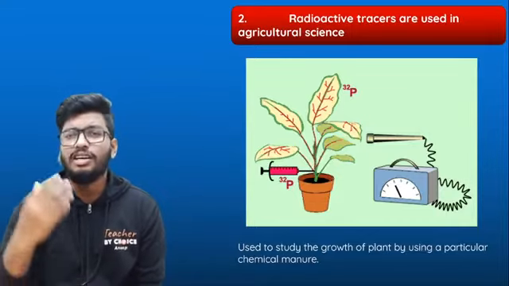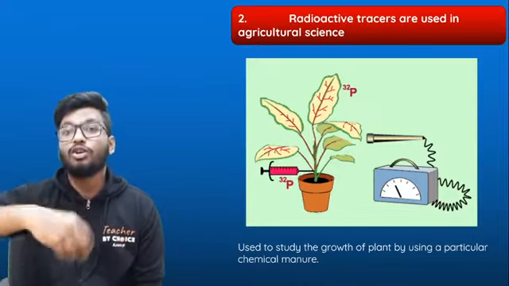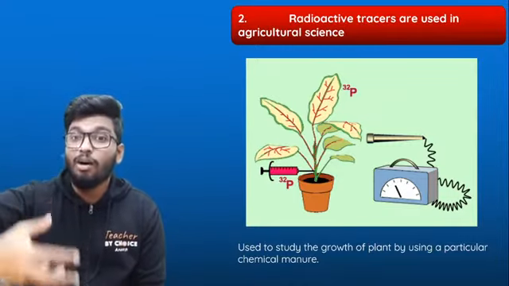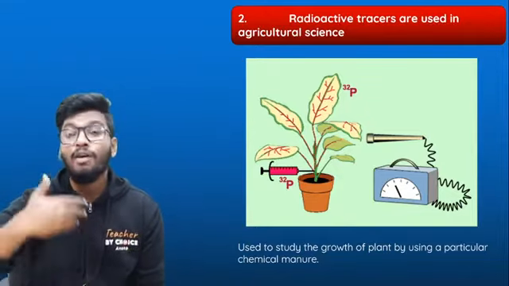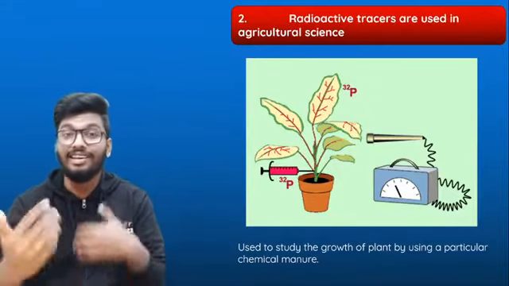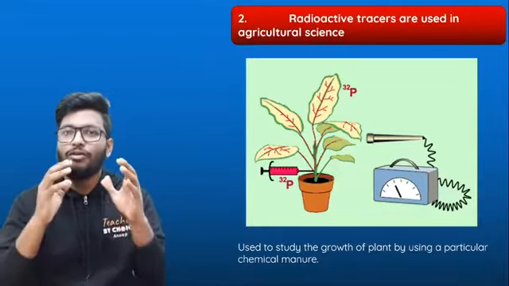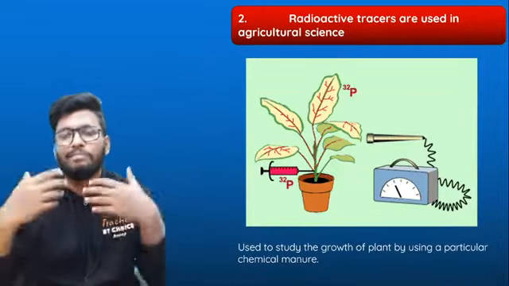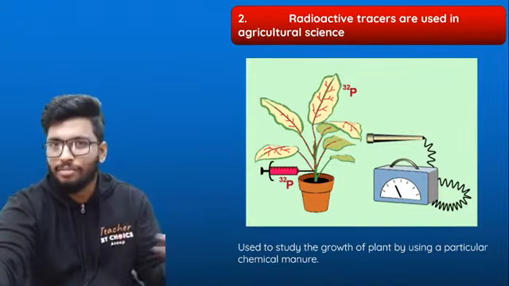Phosphorus 32 is a radioactive isotope which is used to check the growth of a plant, to check how much fertilizer is needed for the plant, what the fertilizers are doing to the plant, and what nutrients are present in the plant, and accordingly adjust the type of nutrients that are given to the plant. So for farmers to get a better yield, we use radioactive tracers, again done by scientists.